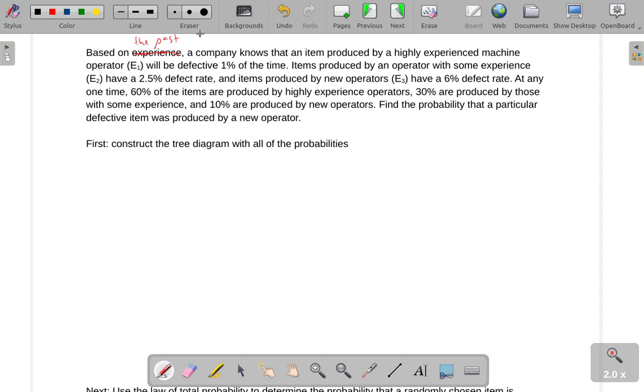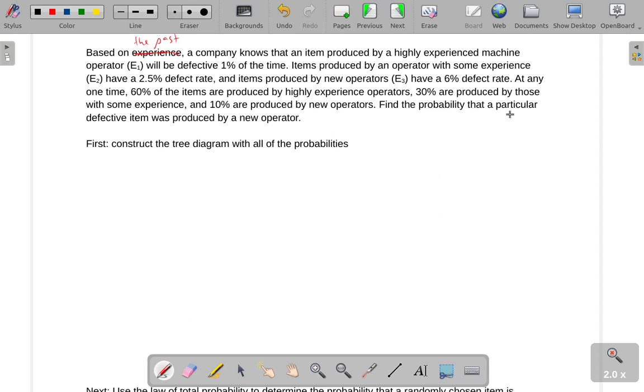Based on the past, a company knows that an item produced by a highly experienced machine operator, which we're calling E1, so the event E1 is the event that this particular object was made by a highly experienced machine operator, will have a defective rate of 1%. Items produced by somebody with some experience have a 2.5% defect rate, and new operators, which we're calling E3, have a 6% defect rate. At any one time, 60% of the items are produced by highly experienced operators, 30% by those with some experience, and 10% are new operators.